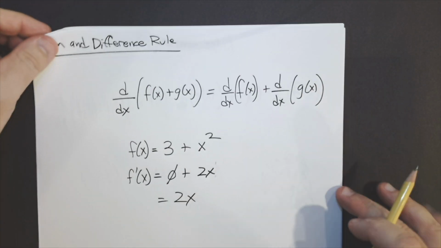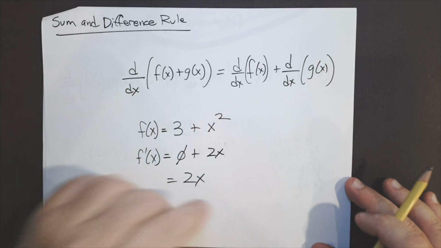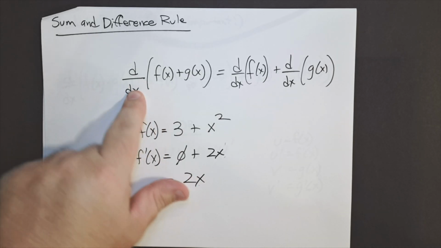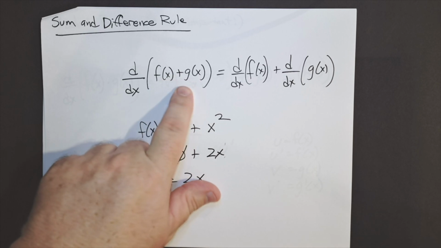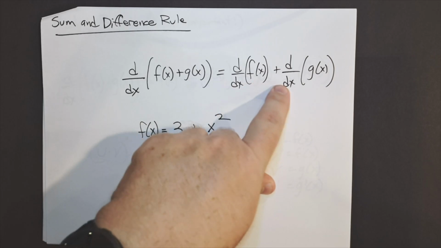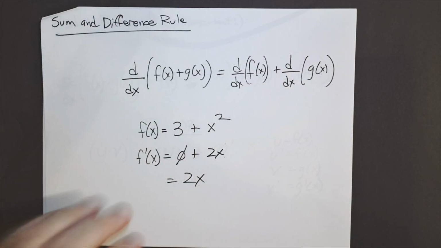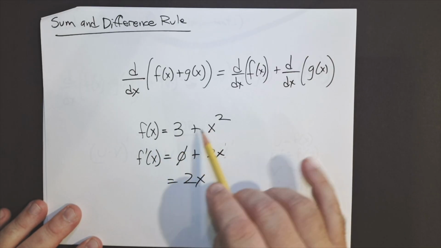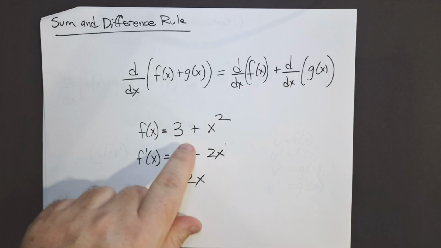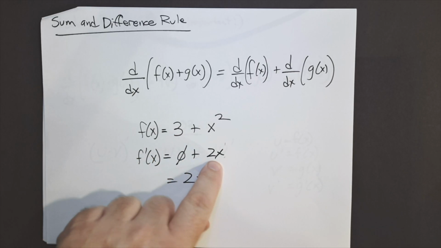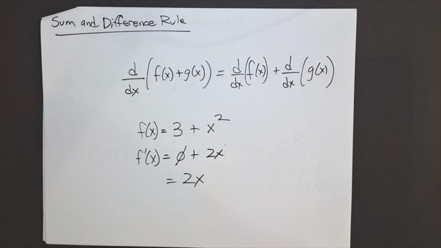Our next fairly simple rule is sum and difference. I'm just showing you the example of a sum here, but I'm sure you can understand differences too. So if I take the derivative of 2 functions added together or subtracted, as the case may be, you just take the derivative of each of them separately and add or subtract them as needed. So for example, if I have f of x equals 3 plus x squared, 2 functions here, you just take the derivatives of each of these separately. So the derivative of 3 is 0. The derivative of x squared is 2x, and you just add those together, and that's your derivative.